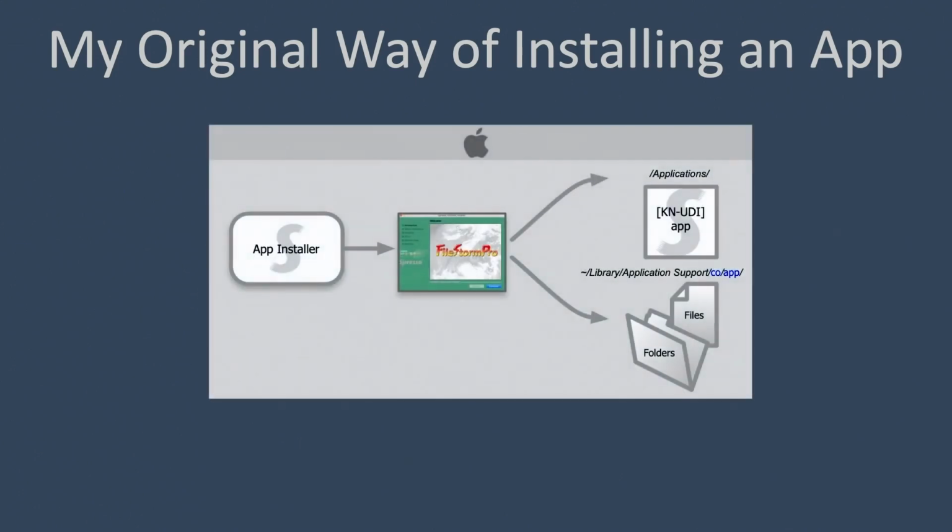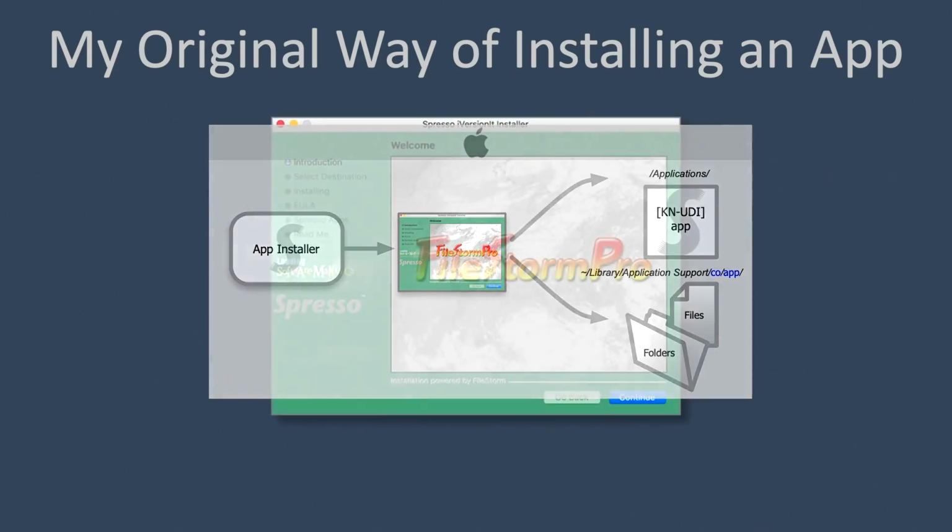And so what it did was, it would ask you a bunch of questions about where all your files are and all that kind of stuff, and it would assume the locations where your app would be installed to. And it's either in the applications folder for the app or the library application support, your company name, and the app subfolder, which is pretty cool.